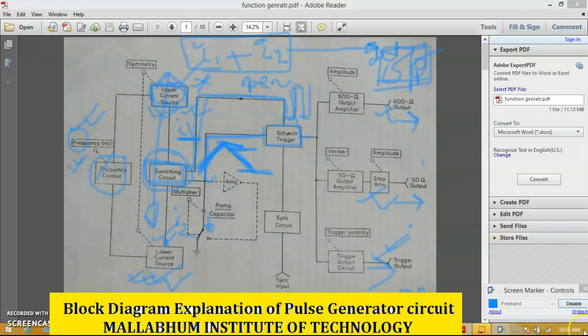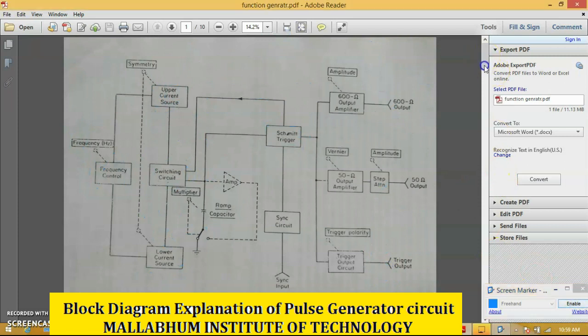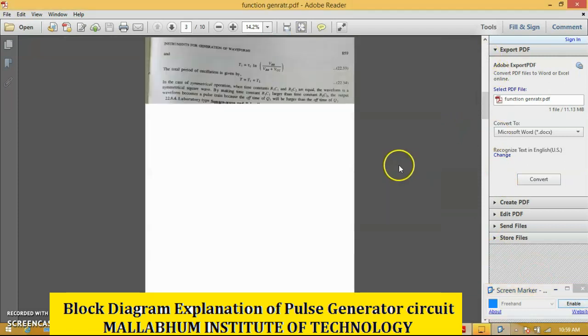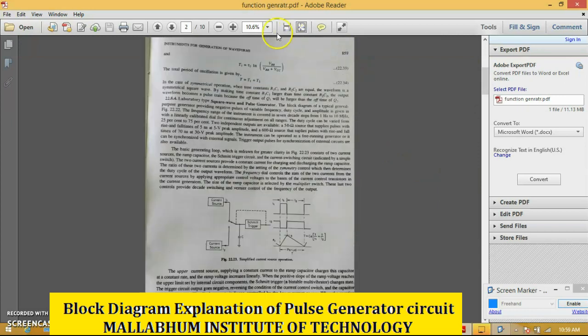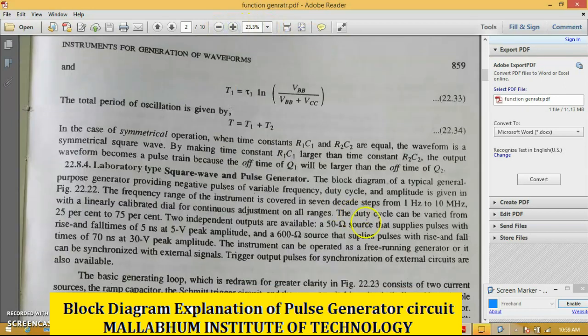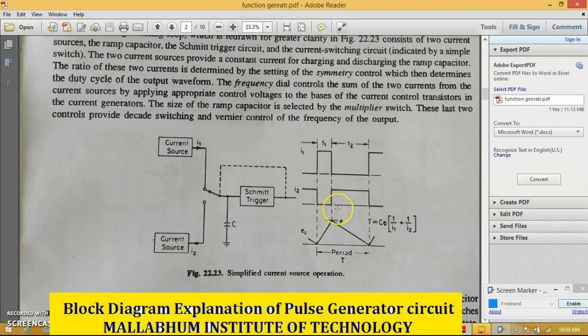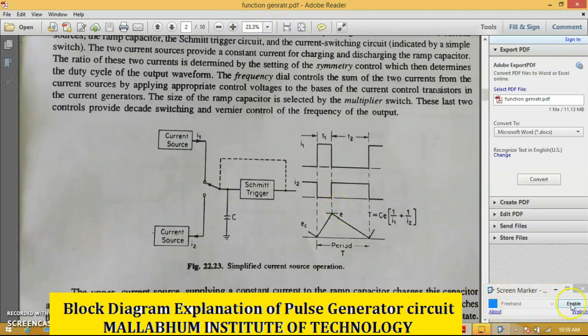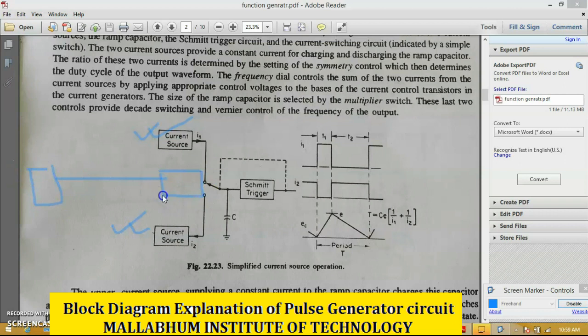Now in the next figure you can see that whatever I am telling is given by this. Okay, so that is the upper current source and that is your lower current source. As I have said, there is a frequency control, and in between there is a switching circuit. This is the switching circuit and this is the frequency control of the output waveform, and there is the Schmitt trigger. Okay, so this is the total circuit arrangement.